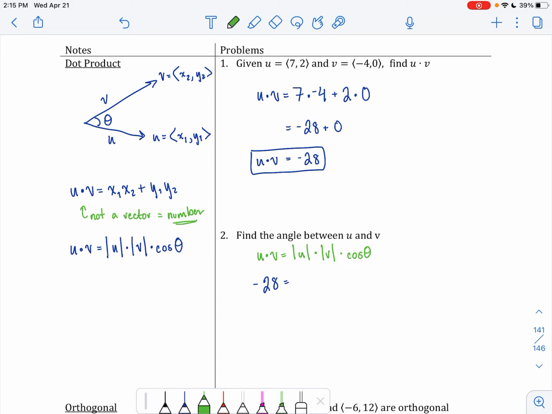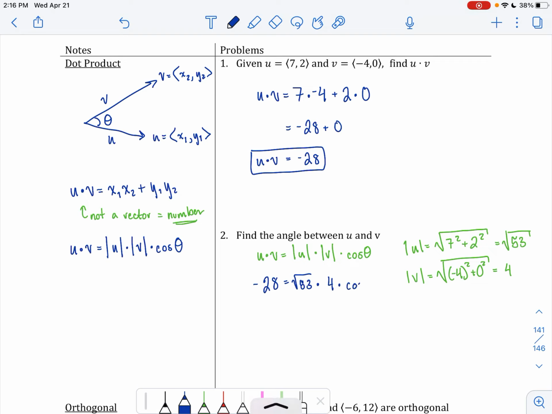Now the magnitudes, I'm going to find over here. Magnitude of U is root 7 squared plus 2 squared, using the formula from the last lesson. So that would be root 49 plus 4, so that would be root 53. And then magnitude of V is root negative 4 squared plus 0 squared, which is root 16 plus 0, which is root 16, which is 4.